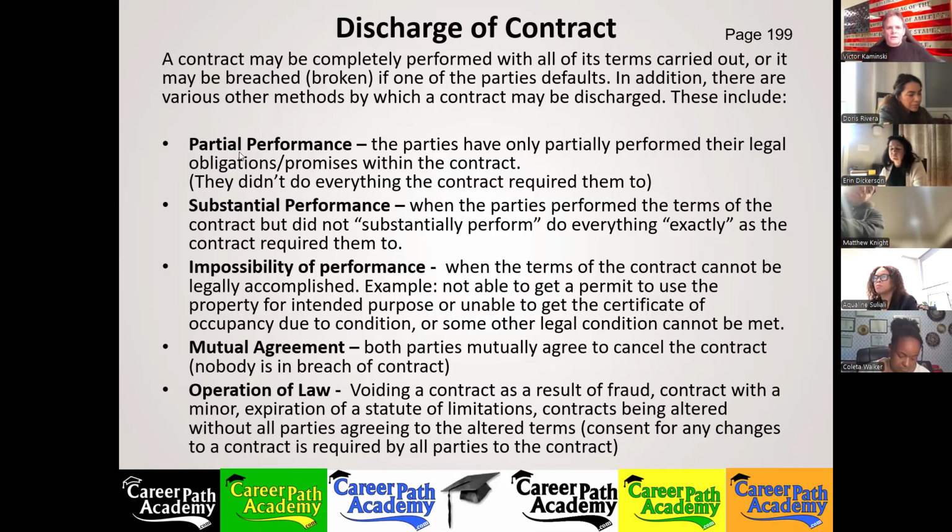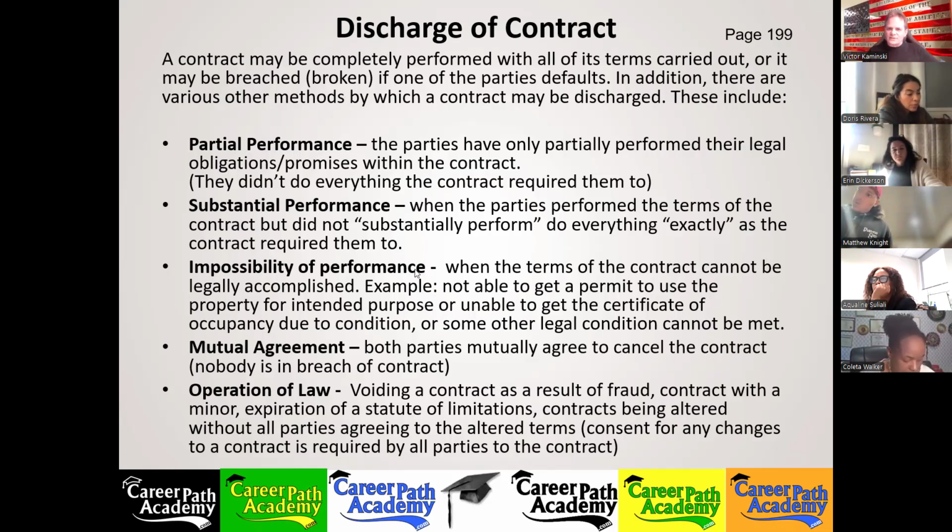So, partial performance means the parties didn't do everything. They only partially performed what the contract required of them to do. They only did part of what the contract required them to do. So they didn't complete the contract. They didn't fully execute it. Substantial performance means they did everything that the contract required them to do. They just didn't do it exactly the way the contract required them to do it.